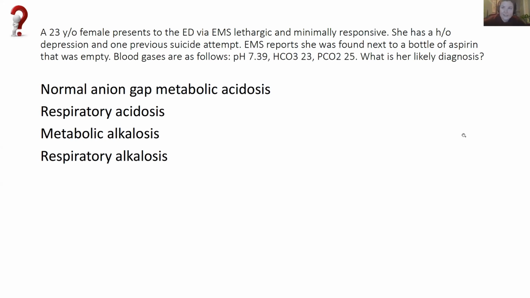So this is another acid-base one. There are two ways to figure out what this is.